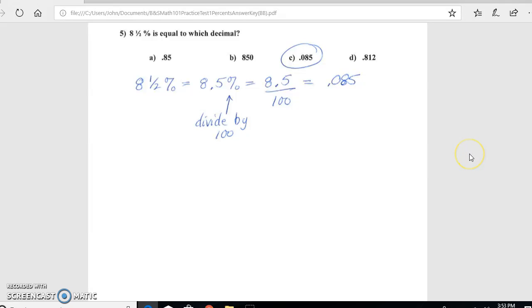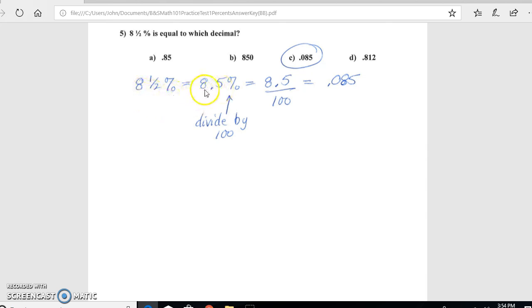This is the practice test for ratios, proportions, and percents, and we're looking at problem number 5. It says 8 1/2% is equal to which decimal? So we have 8 1/2%, and we can change this. This is a mixed number. Our first step is to change it into a decimal number, which is 8.5.